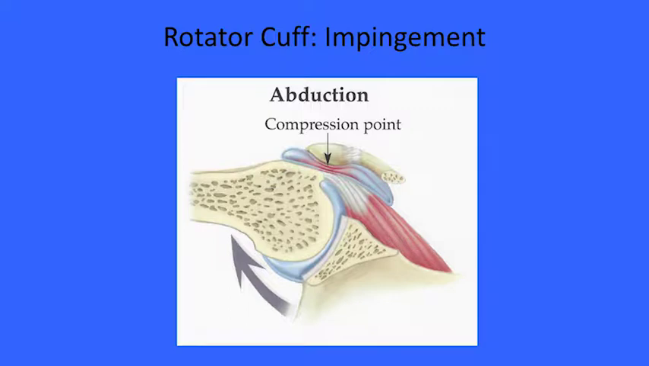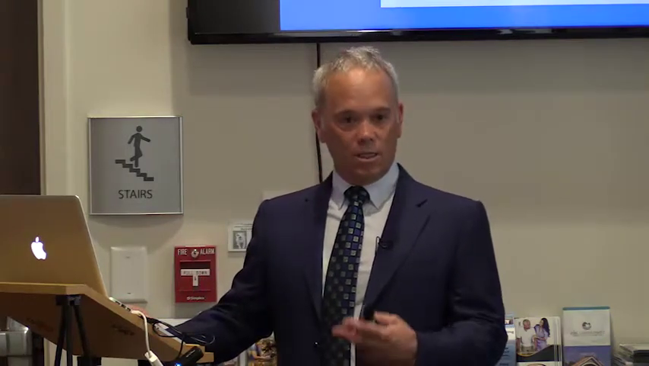So impingement is shown right here. What you have is a compression point where the bursa, the fluid-filled sac that allows these two structures to glide on each other, the humeral head and the acromion, there's a tunnel in there, and that rotator cuff and bursa has to slide around in there.